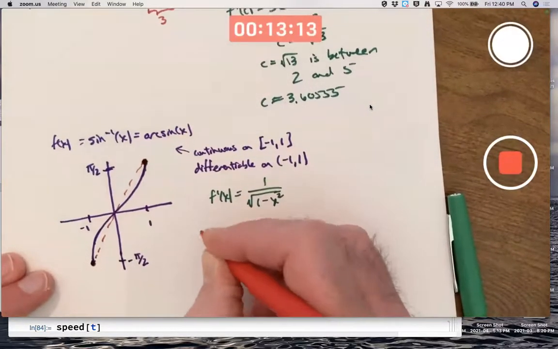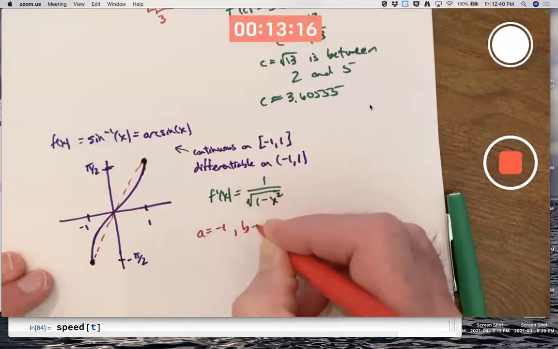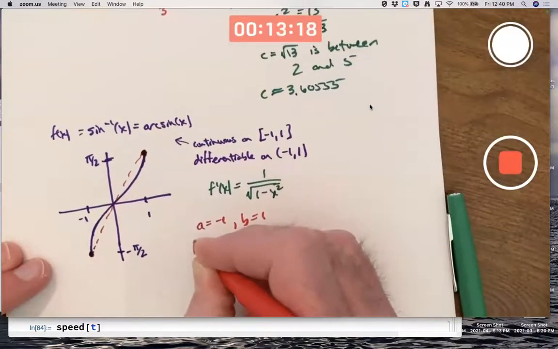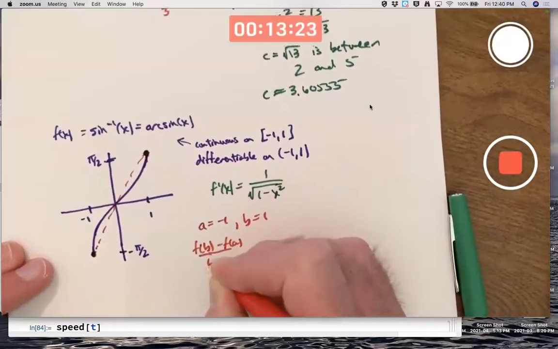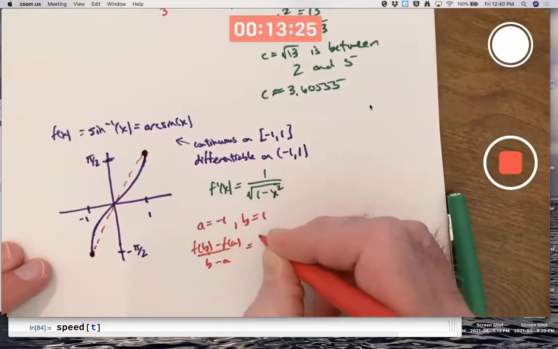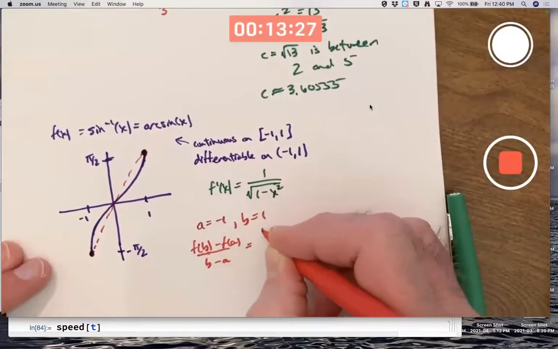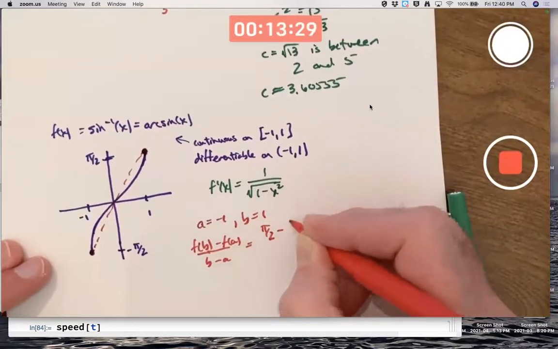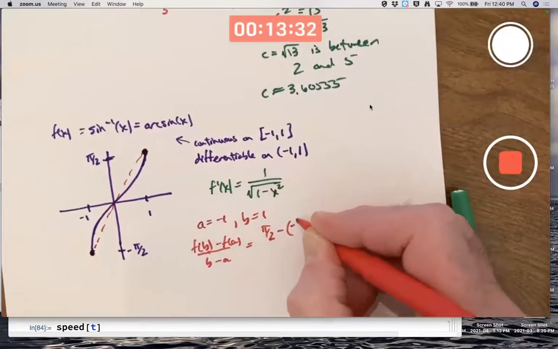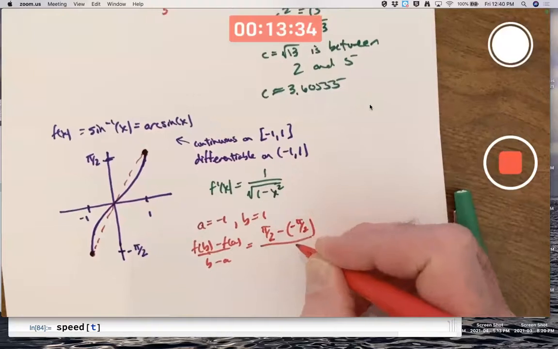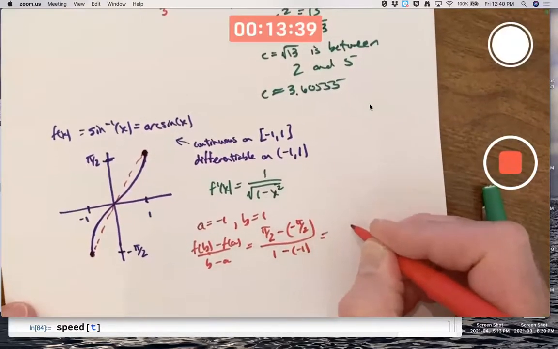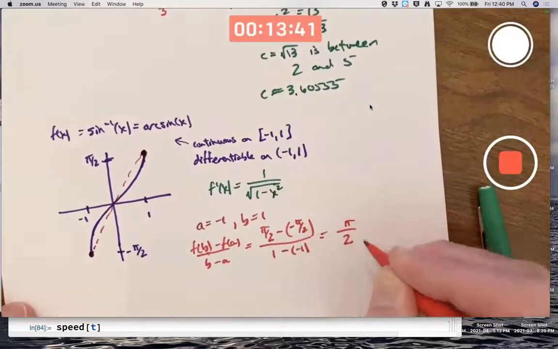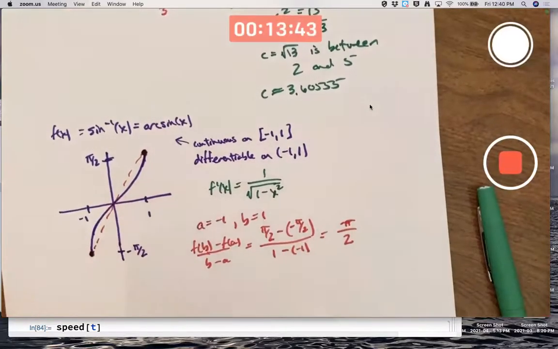I'm taking a to be -1, b to be +1. f of b minus f of a divided by b minus a. It's going to be inverse sine of 1, which is pi over 2, minus inverse sine of -1, which is negative pi over 2. b minus a is 1 minus -1. This simplifies to pi over 2. That's the slope of that secant line there. It's about 1.57 for the slope.